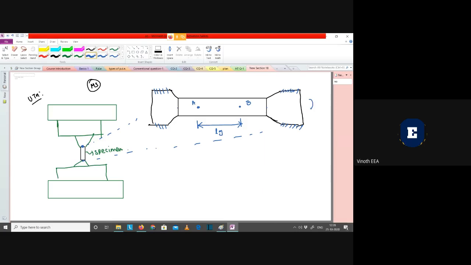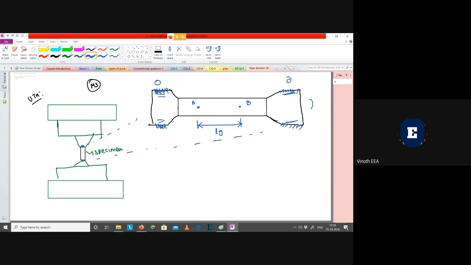Okay, I'm going to make it vertical, and then I'm going to place this top side here and this bottom side here. So there is going to be some grip here, okay? We are going to hold it. This UTM machine is going to hold this specimen, and due to this grip there is possibility for development of stress here also.